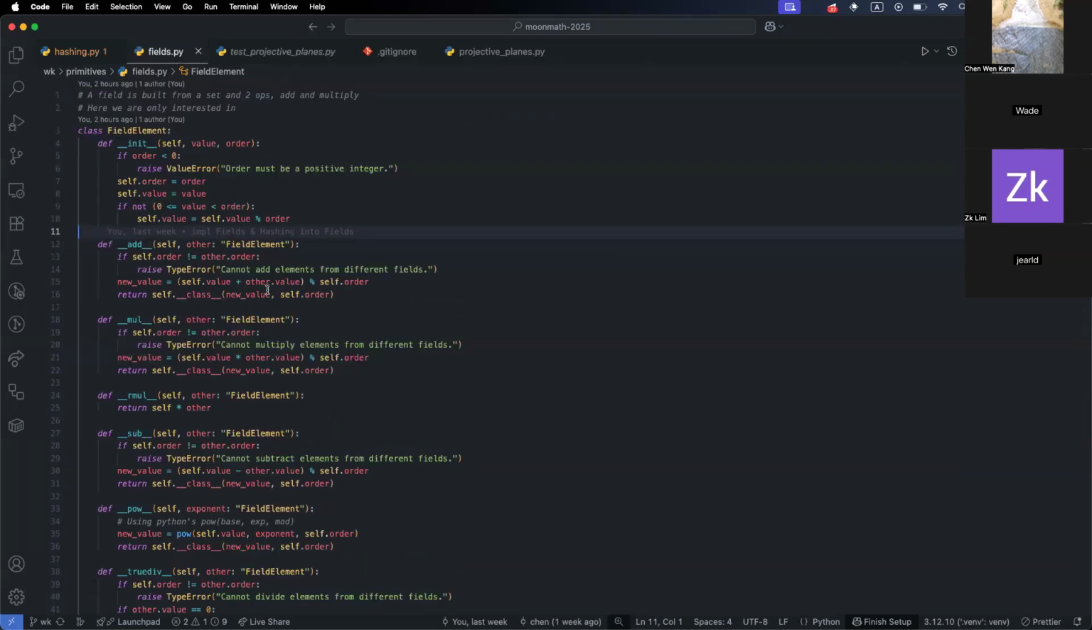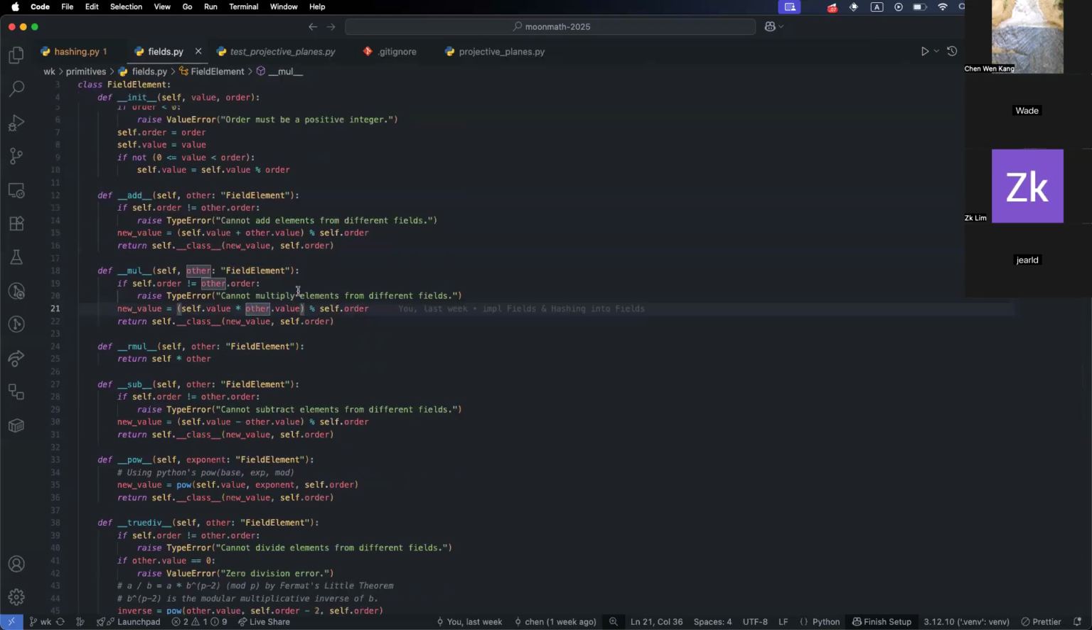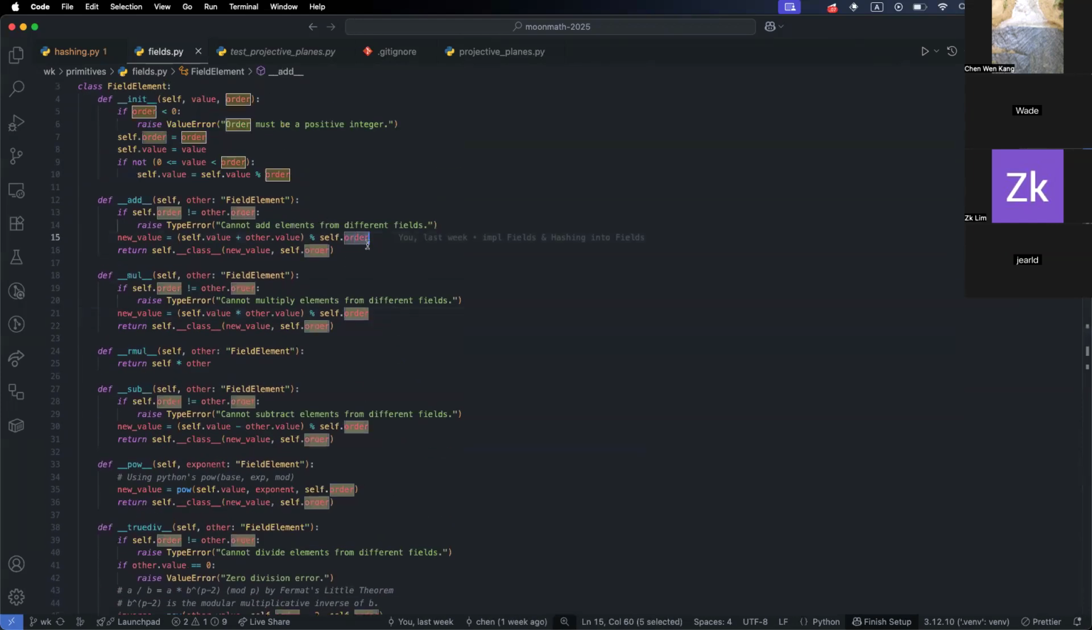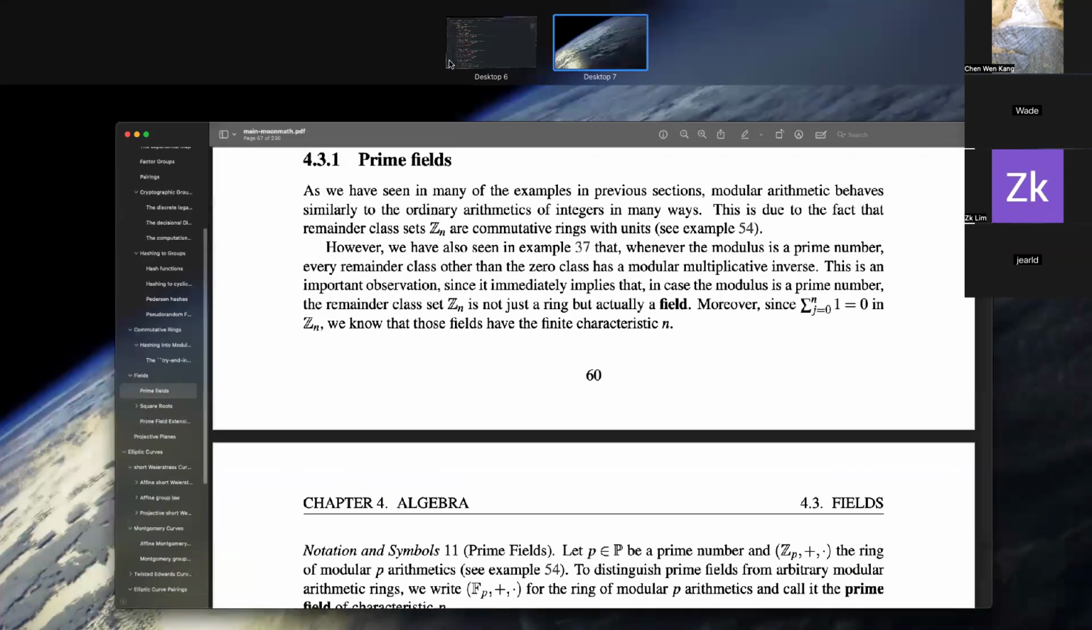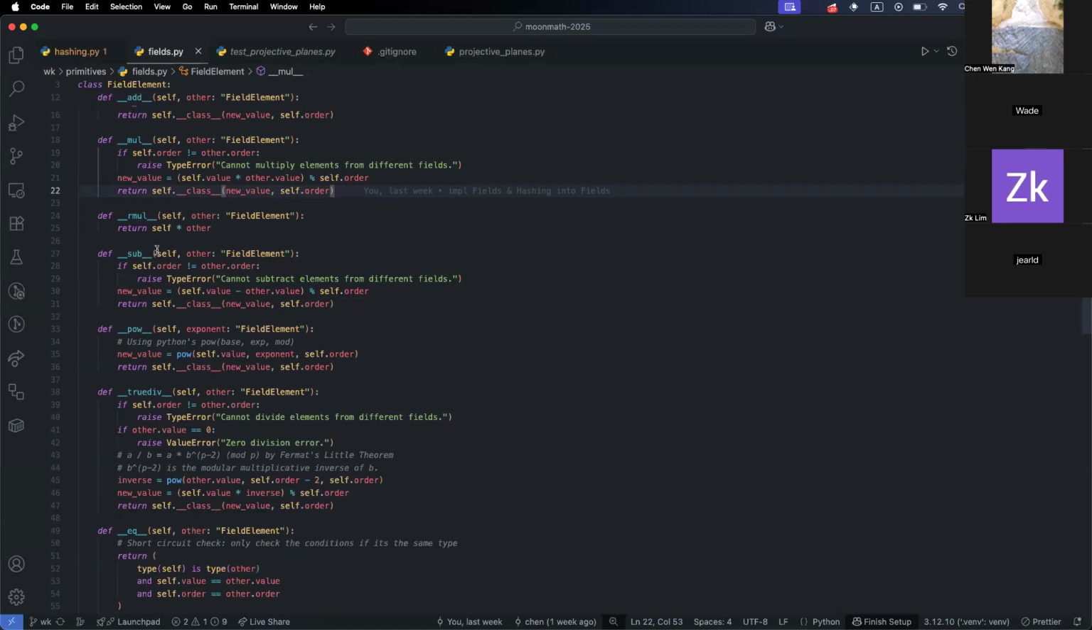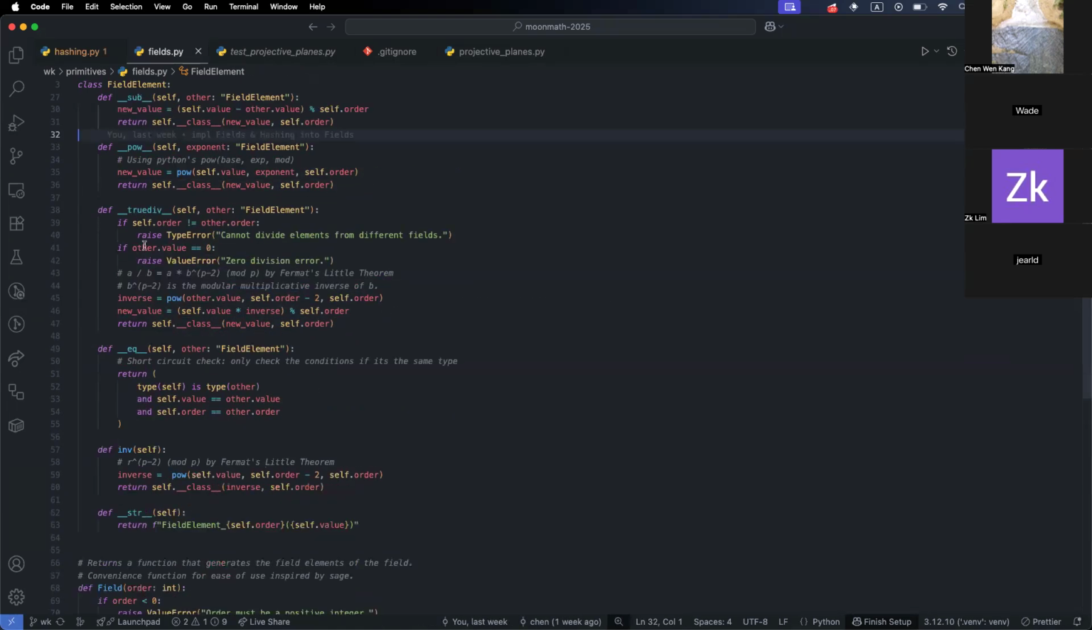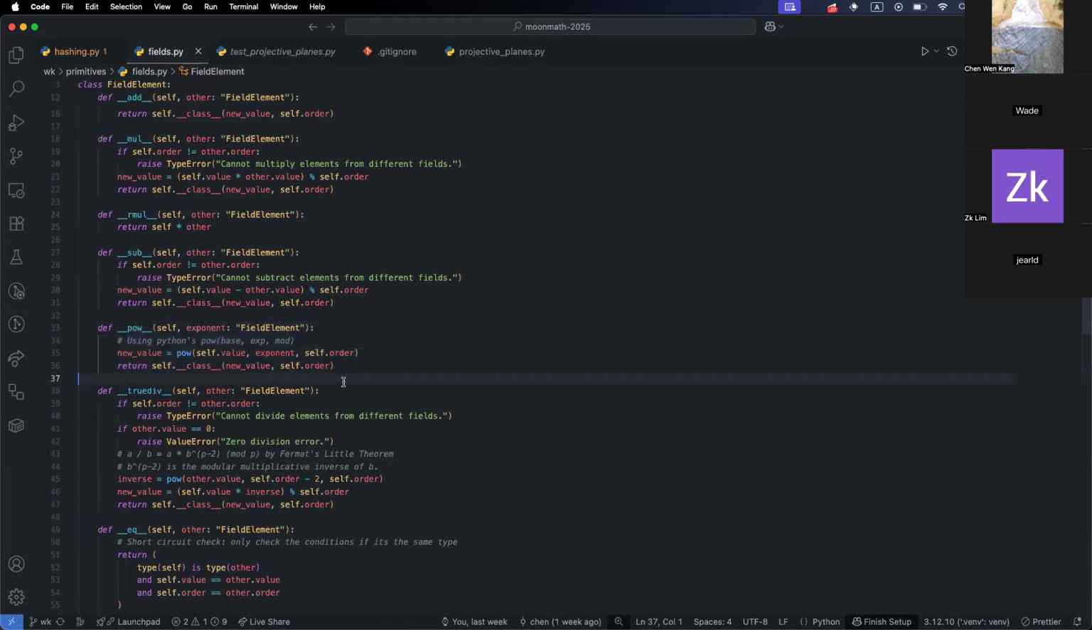I've implemented field elements. So addition and multiplication is pretty easy. It's just doing addition and multiplication of two different field elements, and then taking the modulus of the order. Here the order just refers to this n itself, right? Subtraction is honestly also not that different. This is power, so we are basically just taking the power of the field element. Also not that different.